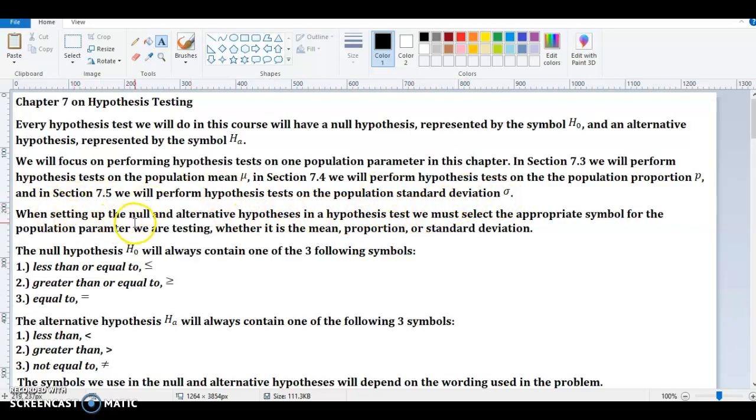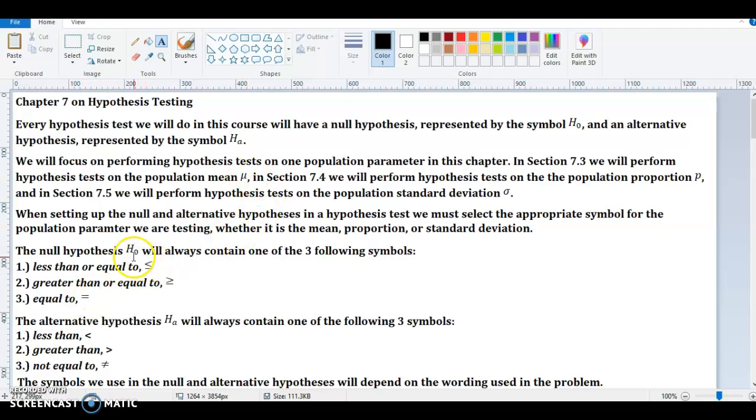When setting up the null and alternative hypotheses in a hypothesis test, we must select the appropriate symbol for the population parameter we are testing, whether it is the mean, proportion, or standard deviation. It's worth mentioning that once we determine the parameter that we're testing, that symbol is going to be used in both the null and alternative hypotheses. So the population parameter will be the same in both. Keep that in mind.